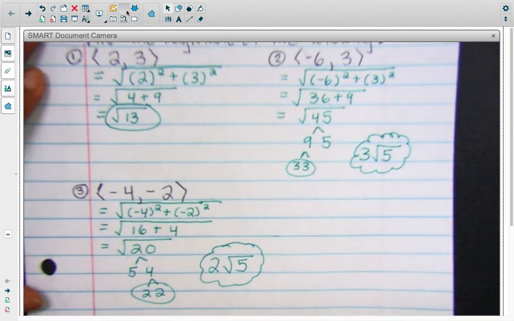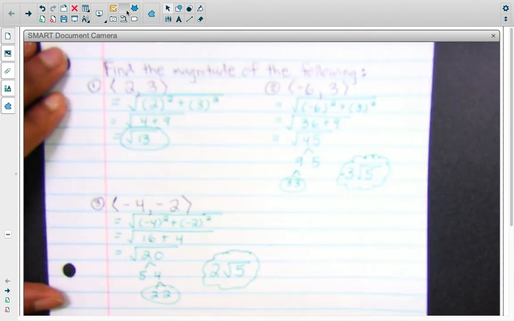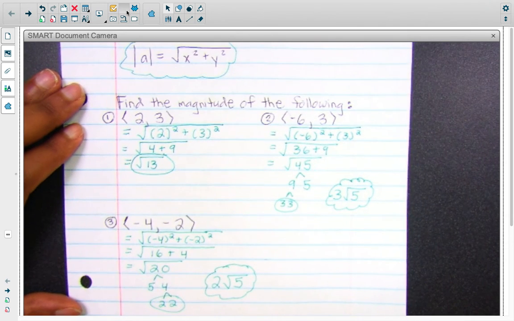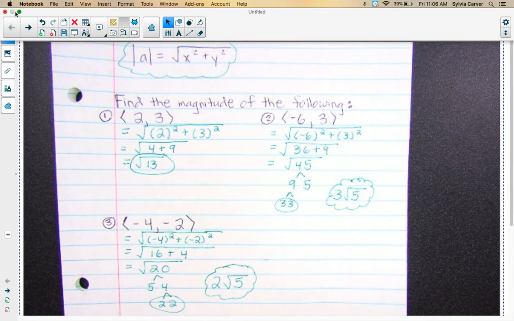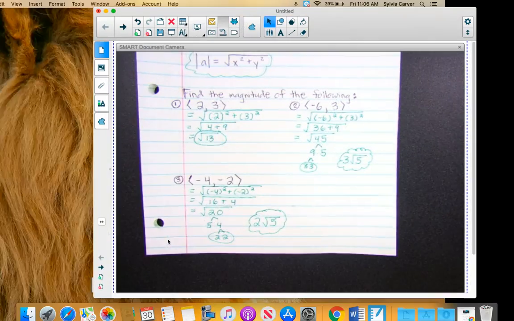So let's take a look at all three of those together. We're finding the magnitude of our vectors. We use the formula square root of x squared plus y squared. If it's a number that can be broken down, you do need to do your factor trees and break it down. But if not, you can just leave it, for example, as a prime number here, you can just leave it like that.